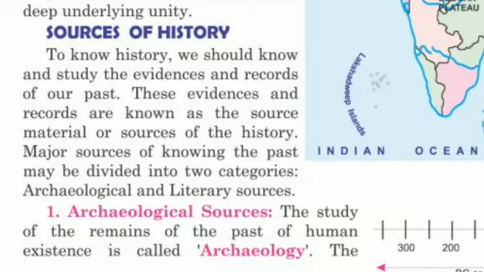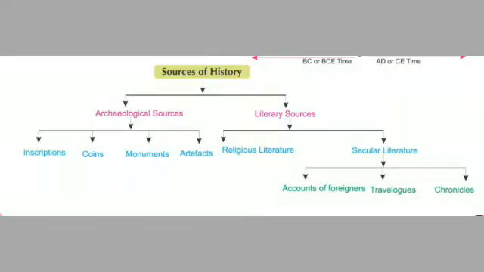Number one, inscriptions. The written records engraved on pillars, rocks, caves, walls of forts, palaces, and on clay and copper plates, etc., are known as inscriptions. The earliest inscriptions were found at the sites of the Harappan civilization.